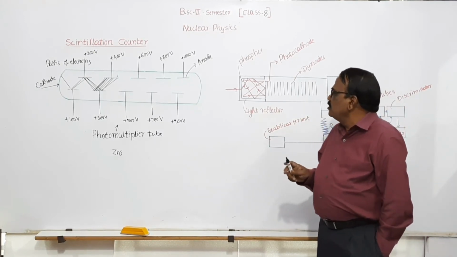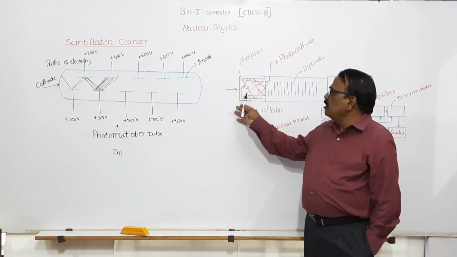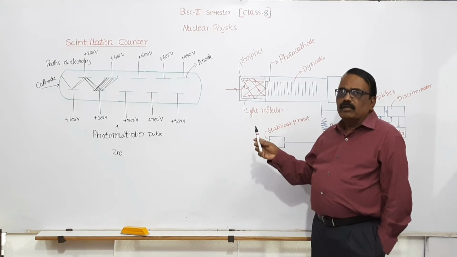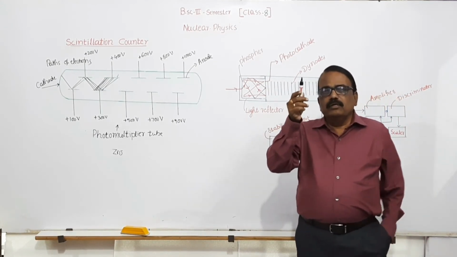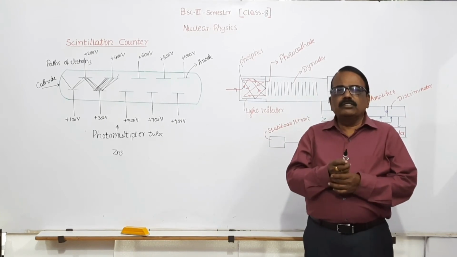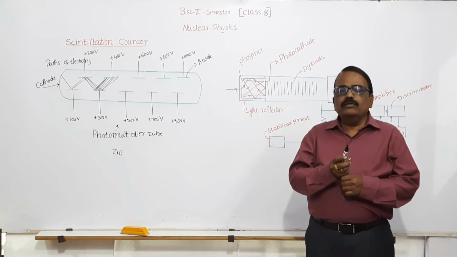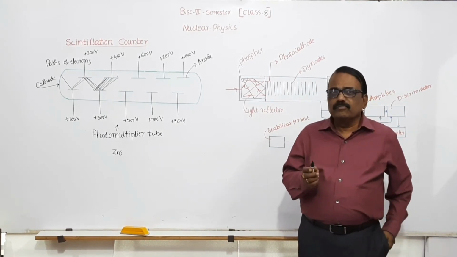So when this charged particle enters the scintillating material, the atom goes to the excited state. While returning to the ground state, it emits a photon. In other words, it is light luminescence.